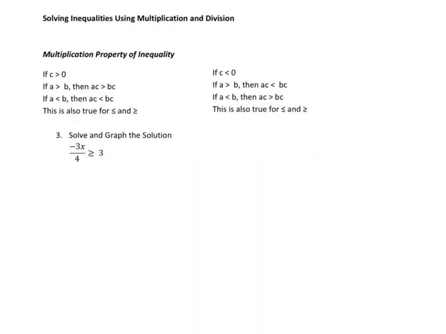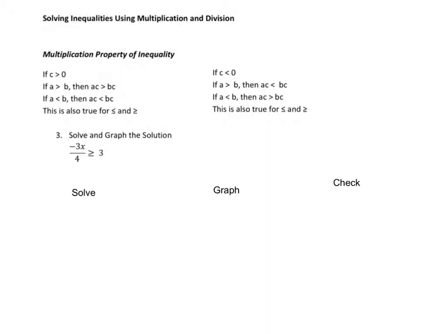Solving inequalities using multiplication and division. The multiplication property of inequality states that you're multiplying the same number on both sides of the inequality. However, when dealing with inequalities, if you multiply both sides by a negative number, you need to remember to flip the inequality sign. So let's take a look at example 3.